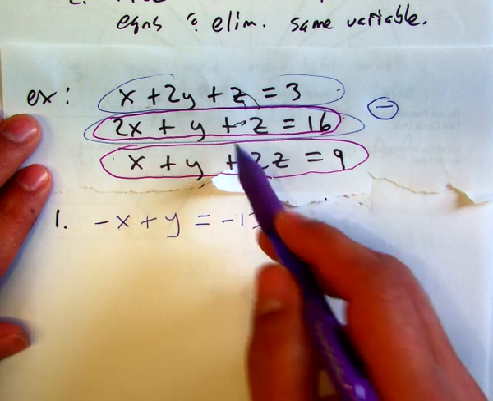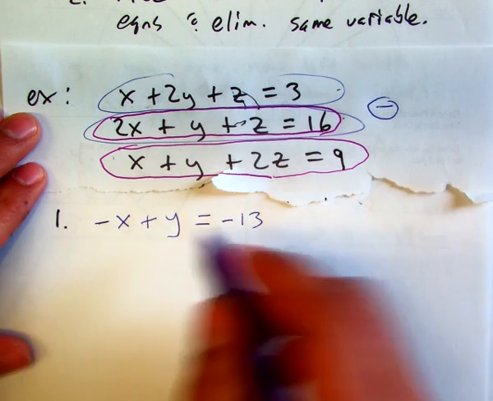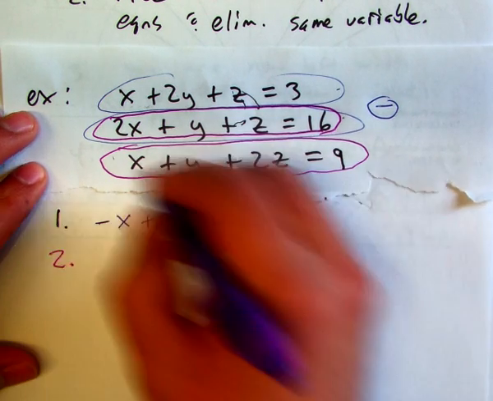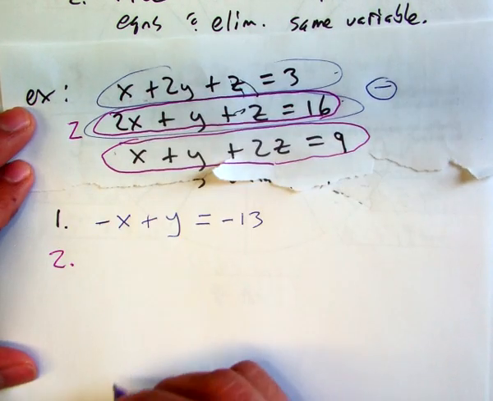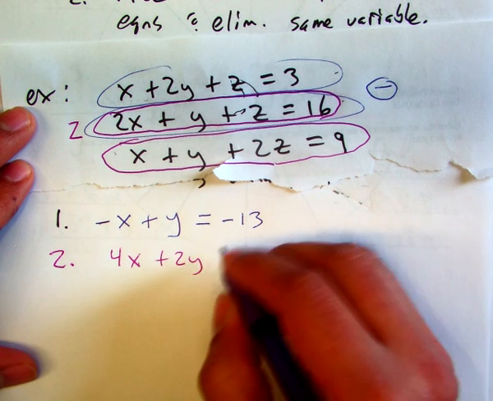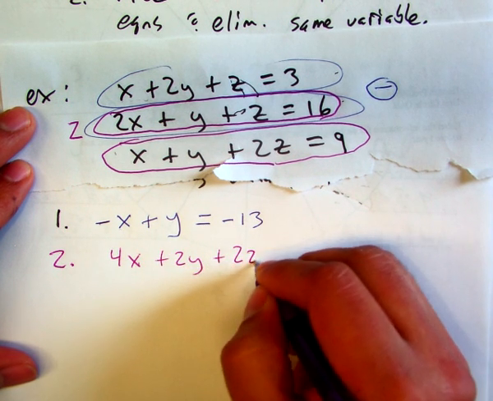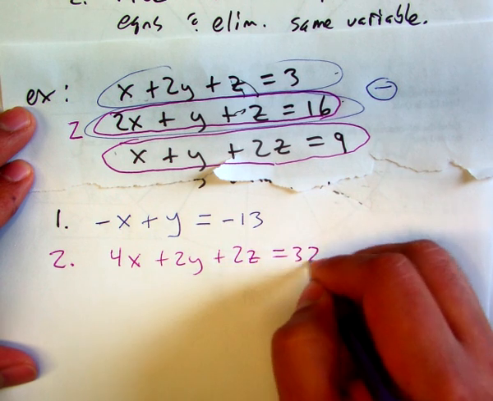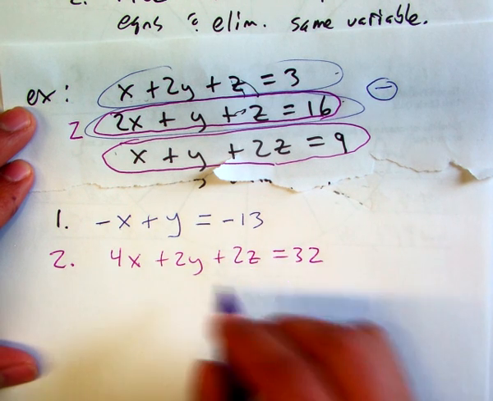So how would I cancel out the z here? First we double this equation, so I get 4x plus 2y plus 2z equals 32. The second one is good, right?